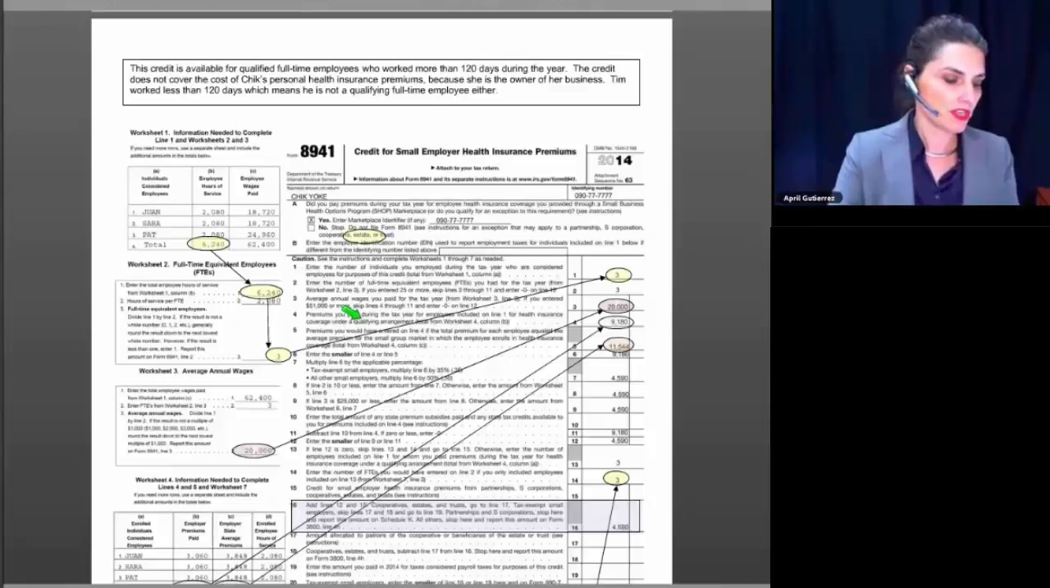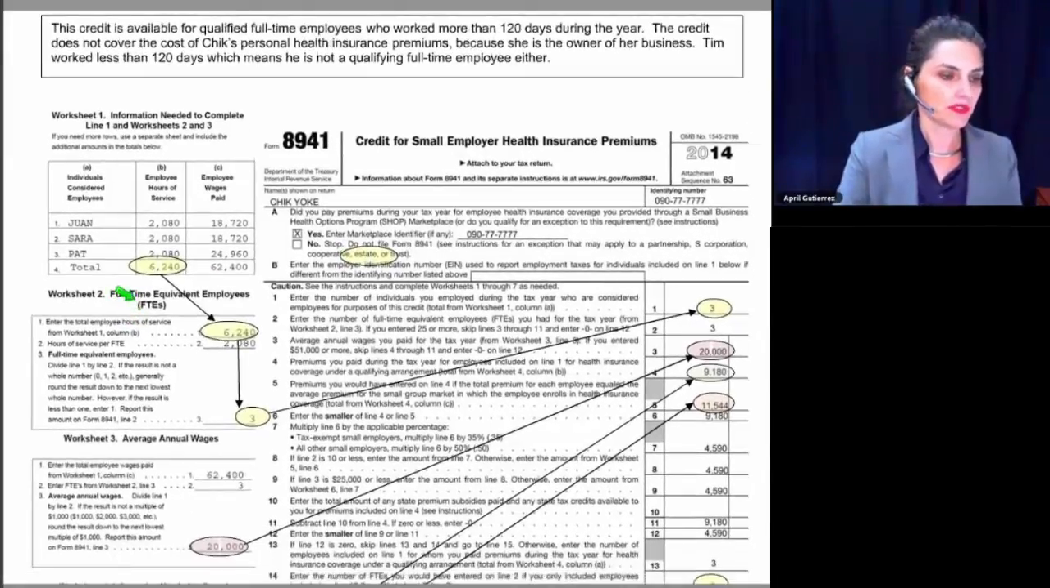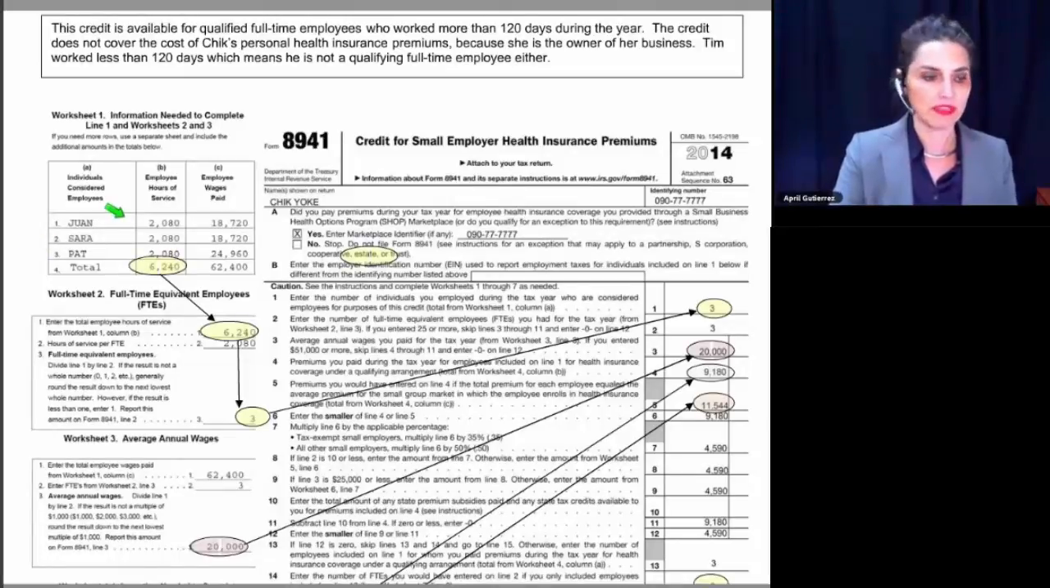We begin with worksheet number 1, which shows the particular employees that Chick had. And these employees were all listed in the wording of the problem. I gave you a table for that. You can see that she's got 3 employees to whom she paid wages, and each of these employees was a full-time employee. Total number of hours worked by these full-time employees is 6,240, and the total wages paid to these 3 employees is 62,400.